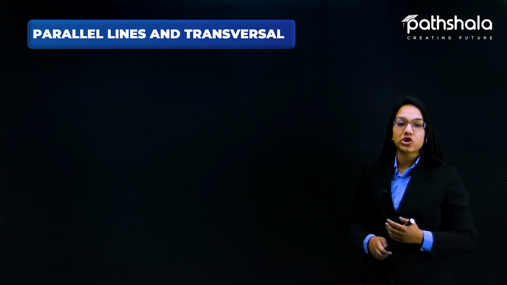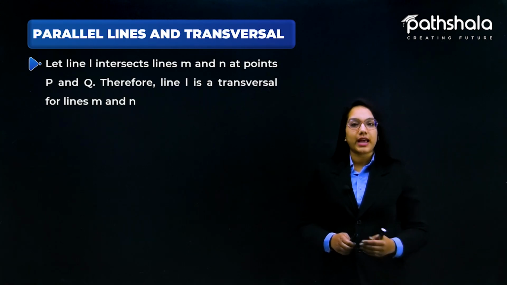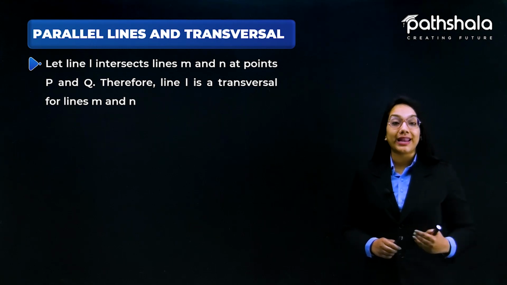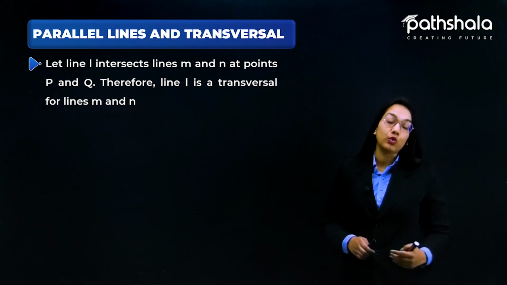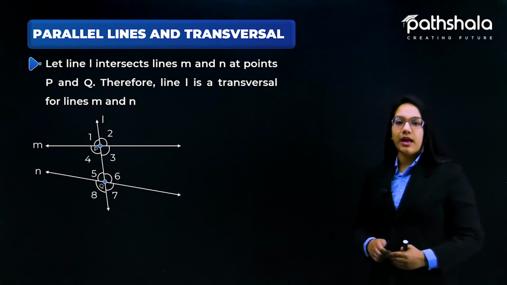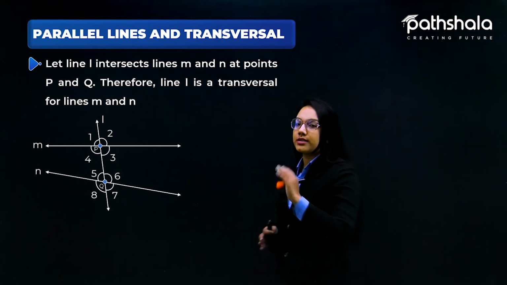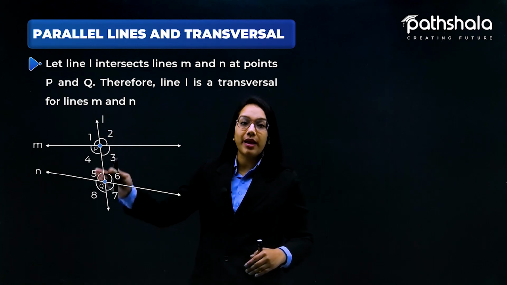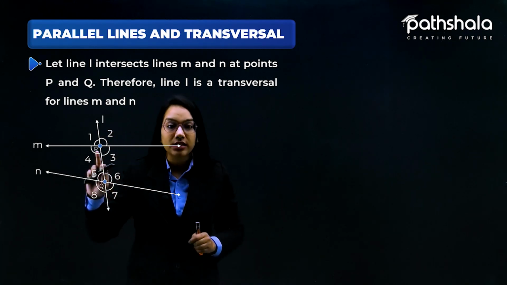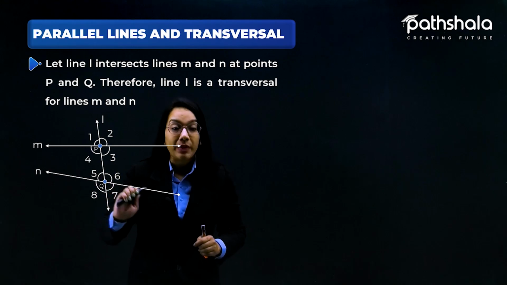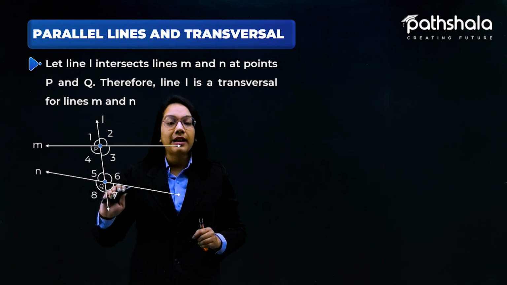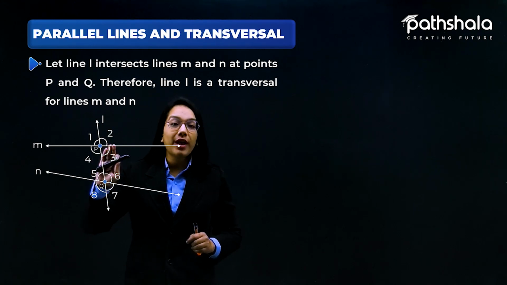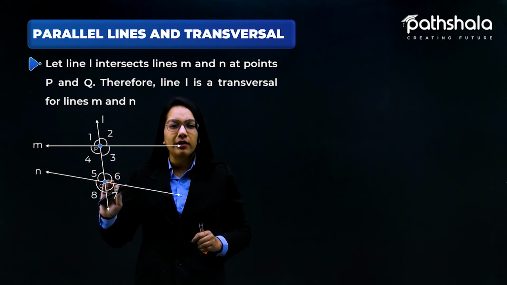Now let us take an example in which I take a line L which is intersecting two lines M and N at the points P and Q. Let us suppose this is the figure that I am getting. I have the two lines, M and N, and there is a line L which is intersecting M and N at two distinct points. This is the point P, this is the point Q, and at the point P and at the point Q you can see there are 4 angles forming, 4 angles over here and 4 angles over here.